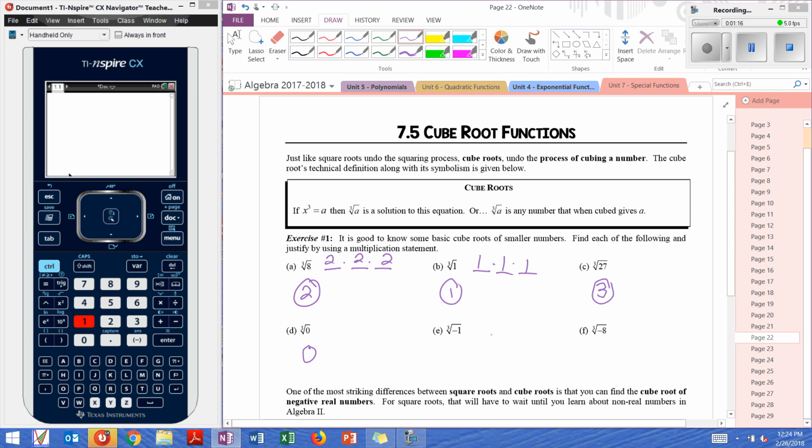The cube root of -1, let's think about this for a second. What times what times what is -1? Well, -1 times -1 is +1, times another -1, you got it, is -1. So the cube root of -1 is actually -1. Same reasoning for the cube root of -8. So -2 times -2 times -2. A negative times a negative would get me a positive, times another negative would give me a -8. So the cube root of -8 is -2.